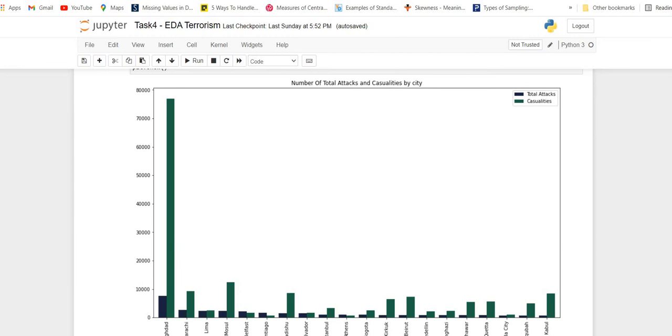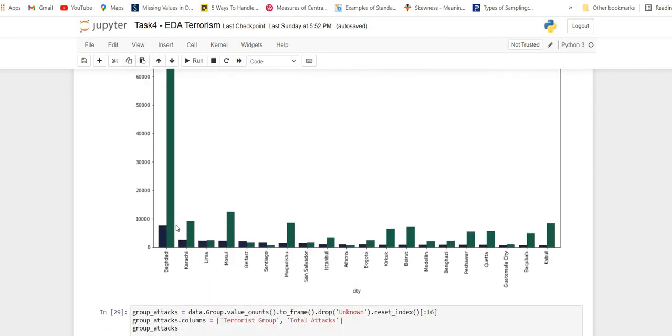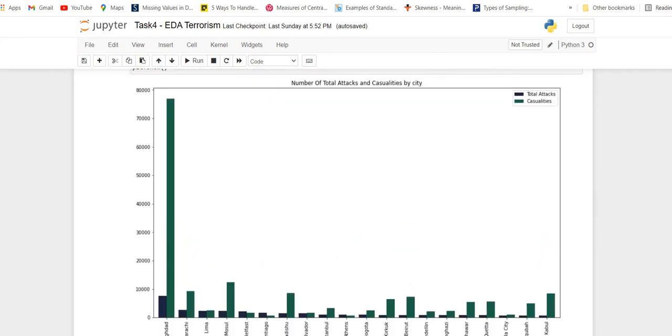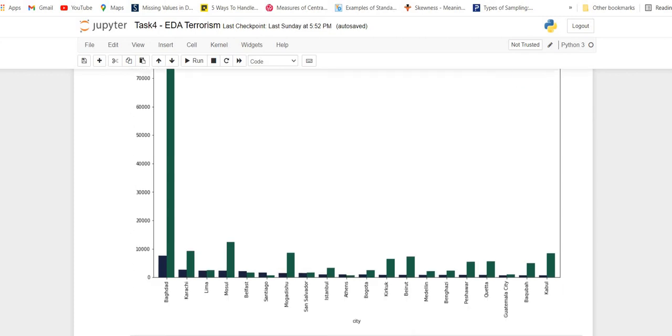And the total number of attacks by cities: Baghdad, which is from Iraq, has the highest casualties as well as the number of attacks, and then Karachi, which is from Pakistan, and then Lima. So these are all the cities which have the maximum attacks and casualties.